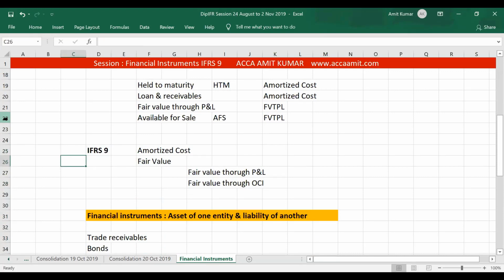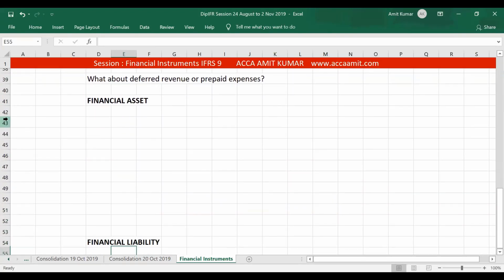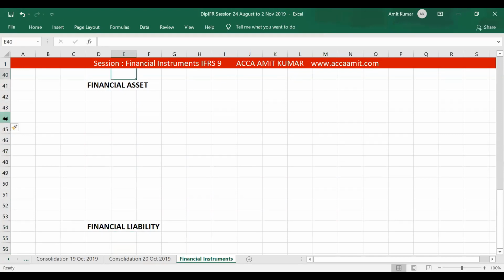So this change is mainly on the asset side. Financial liability is more or less similar to the previous standard. The big change is on the asset side: the 4 categories are reduced to 2. Now, if I talk about assets, there are 2 kinds of asset. One is a debt instrument and another is an equity instrument.